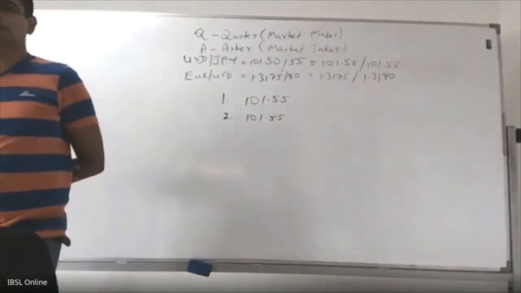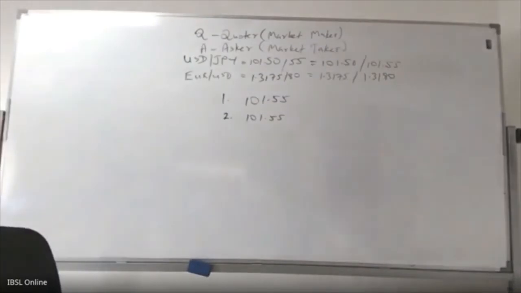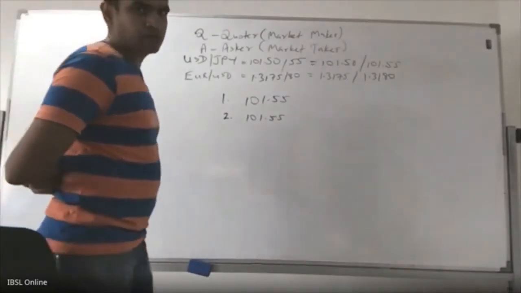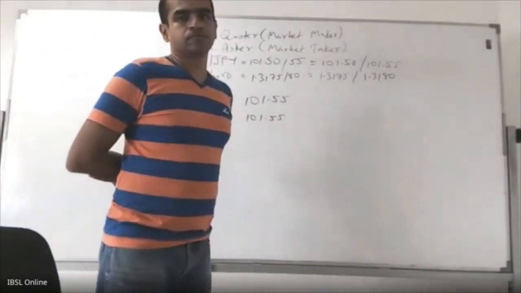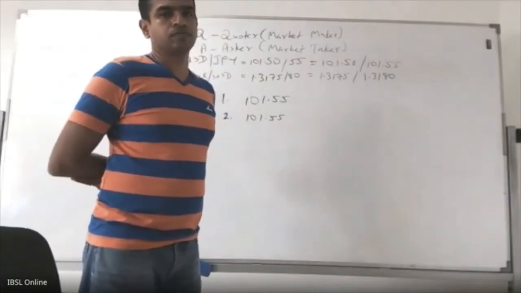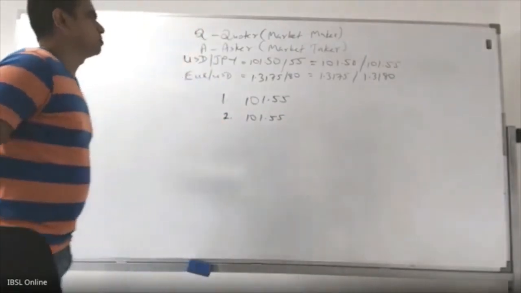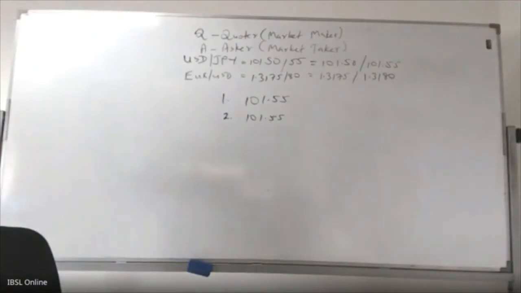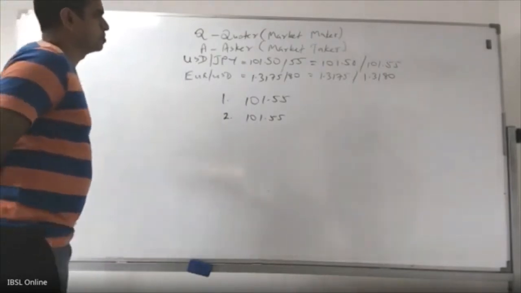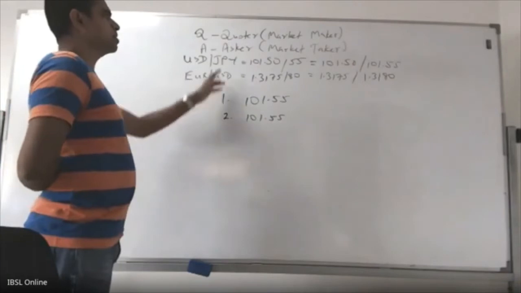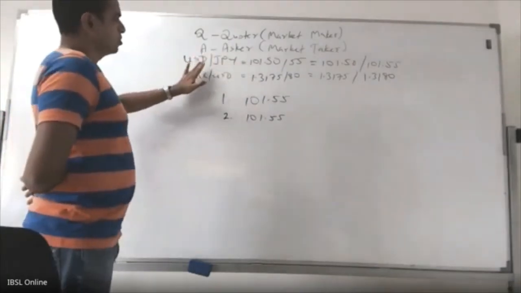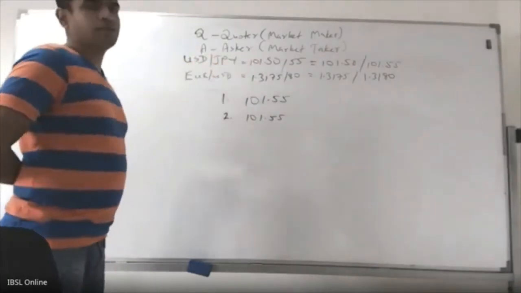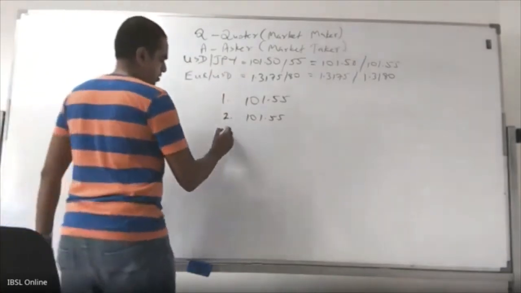Question number 3. At what rate will the asker buy dollars on dollar yen? So you go to a supermarket and you want to buy mangoes. You buy at the higher rate. So the asker is the market taker. So you buy dollars at the higher rate, 101.55.